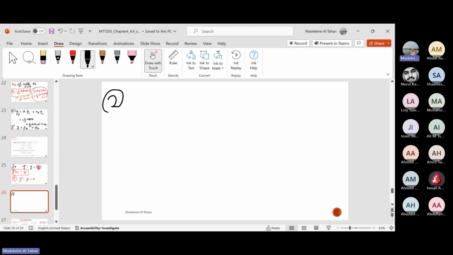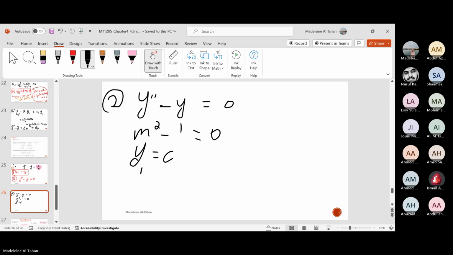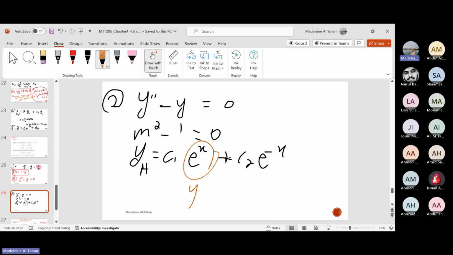Step number 2, we need to solve the auxiliary equation. And this one is our y1. This one is our y2. This step, did all of us make it correctly? Yes.